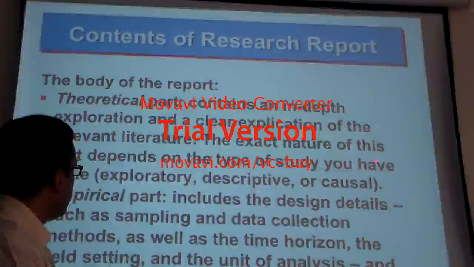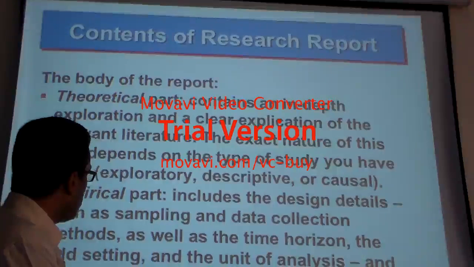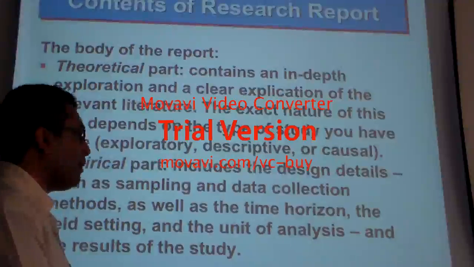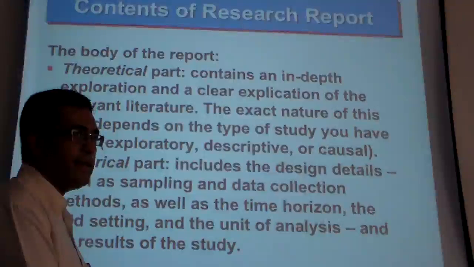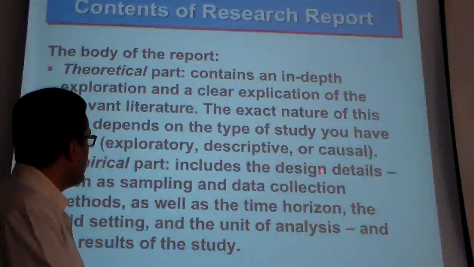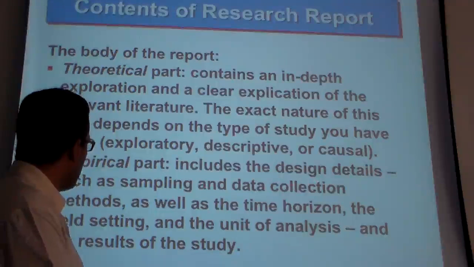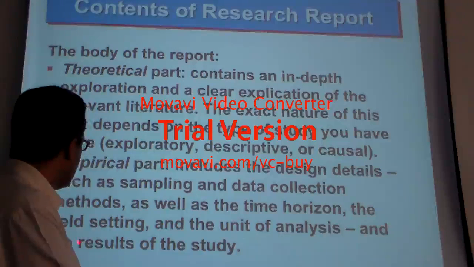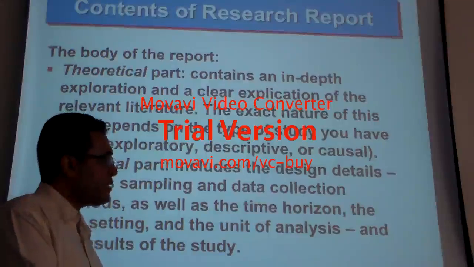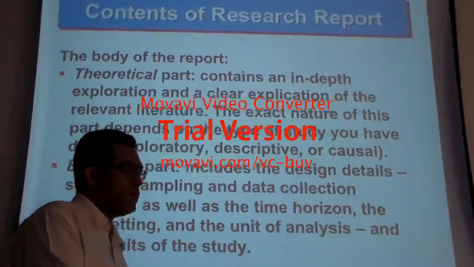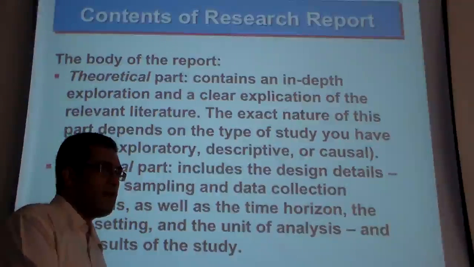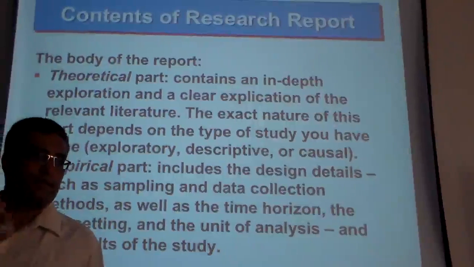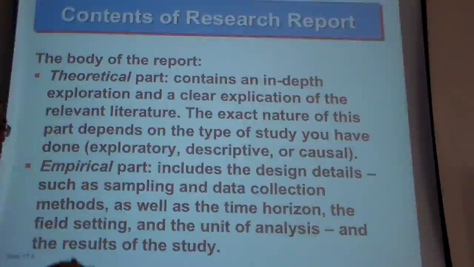Part depends on the type of study you have done. Is it exploratory or descriptive or causal? And after that, the second part is the empirical part, which is the experiments or the data analysis. It includes the design details such as sampling, data collection methods, as well as time horizon, the field setting, and the unit of analysis, and the results of the study, which is the system design and data analysis. This is the empirical part. Empirical comes from experiments. Okay, clear?